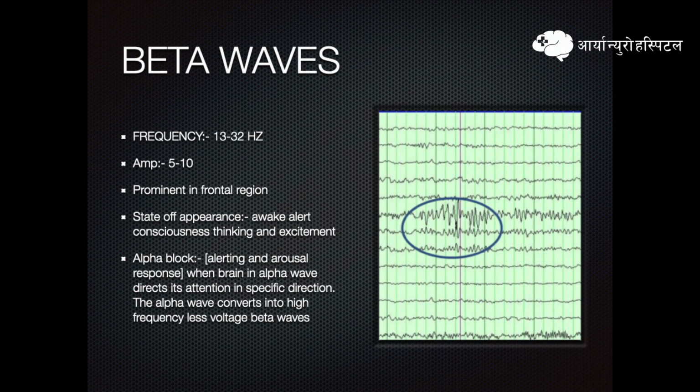Beta waves are more prominent in the frontal region and appear during awake, alert, conscious thinking, and excitement. When the brain in alpha wave directs its attention in a specific direction, the alpha wave converts into high-frequency, low-voltage beta waves. This phenomenon is also called alpha block or alerting and arousal response.